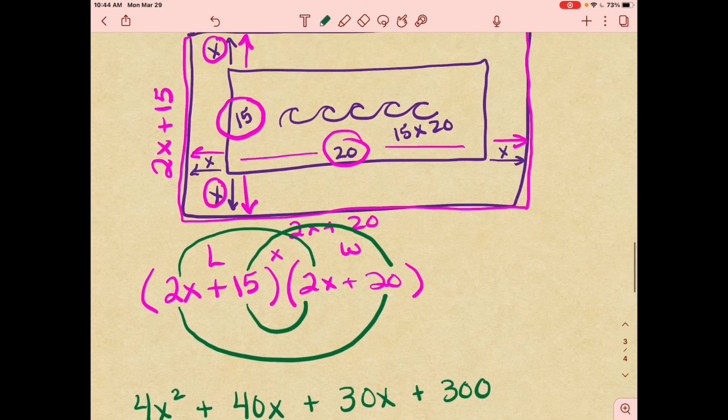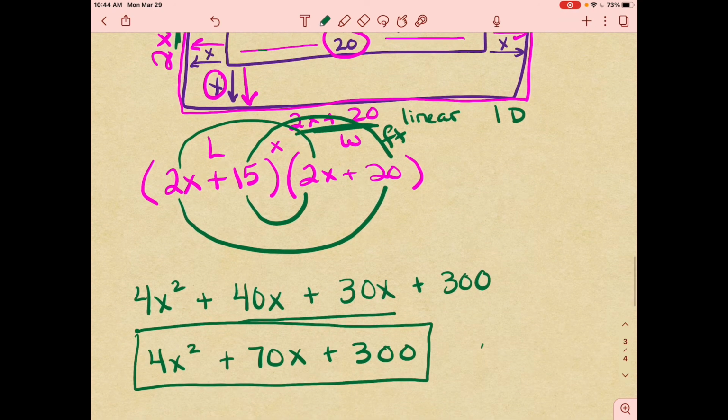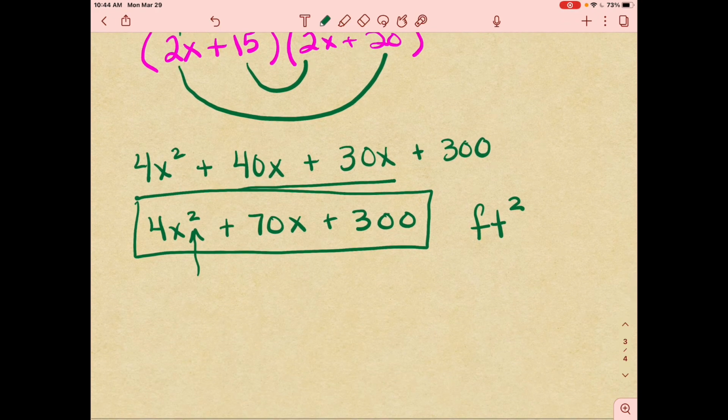Okay, so the 2x plus 20 was linear, right? One dimension. And this expression was linear. It was one dimension. But when we multiply our length times our width, in fact, we kind of just neglected to even write that we were talking about feet times feet. So this is all going to be in square feet. Feet times feet gives us square feet. And so we now have a second degree trinomial expression for the area of this pool.